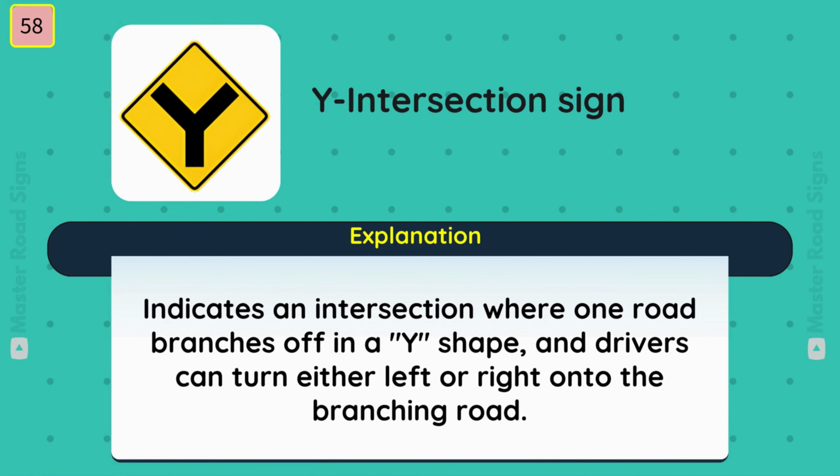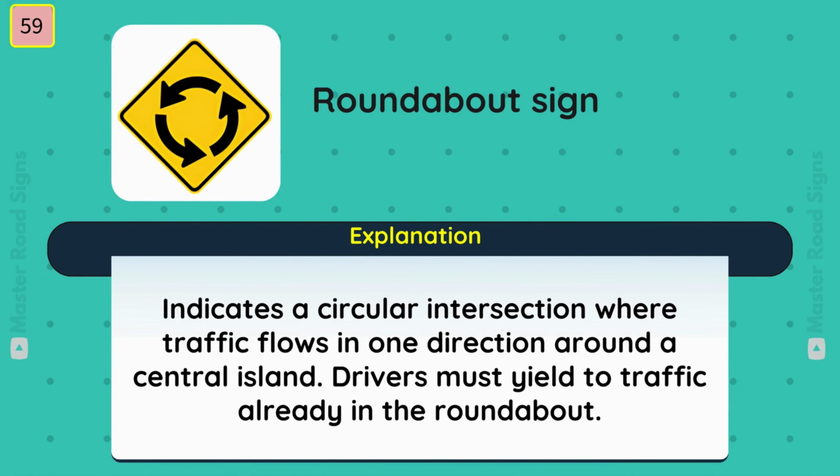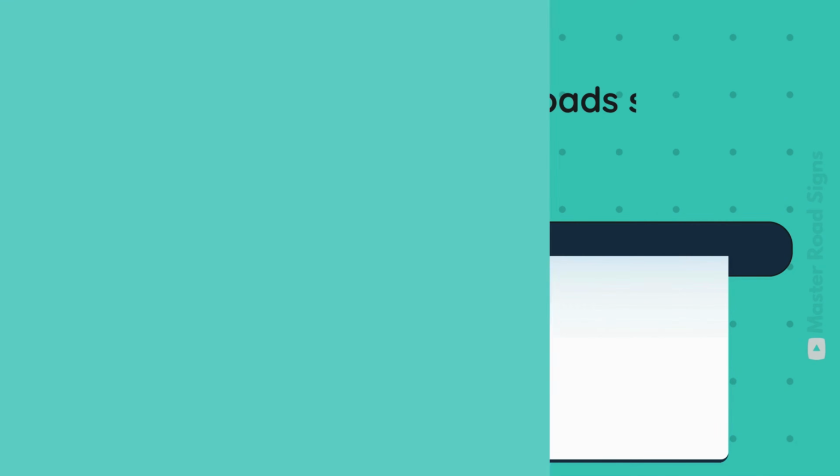Y intersection sign indicates an intersection where one road branches off in a Y shape, and drivers can turn either left or right onto the branching road. Roundabout sign indicates a circular intersection where traffic flows in one direction around a central island. Drivers must yield to traffic already in the roundabout.